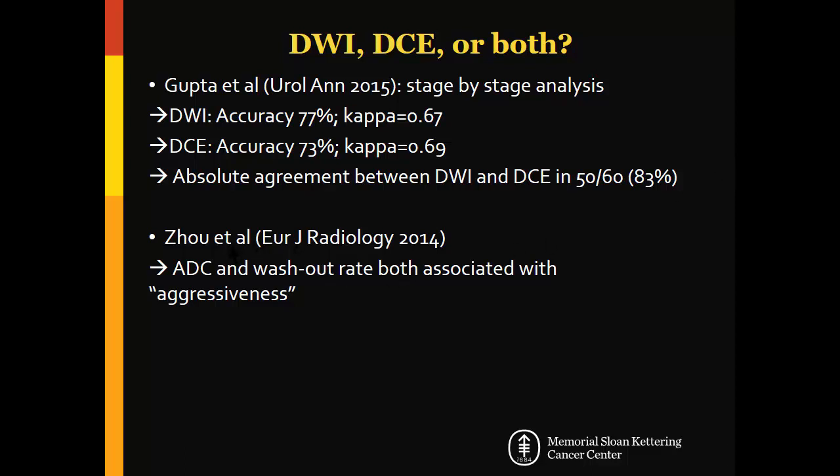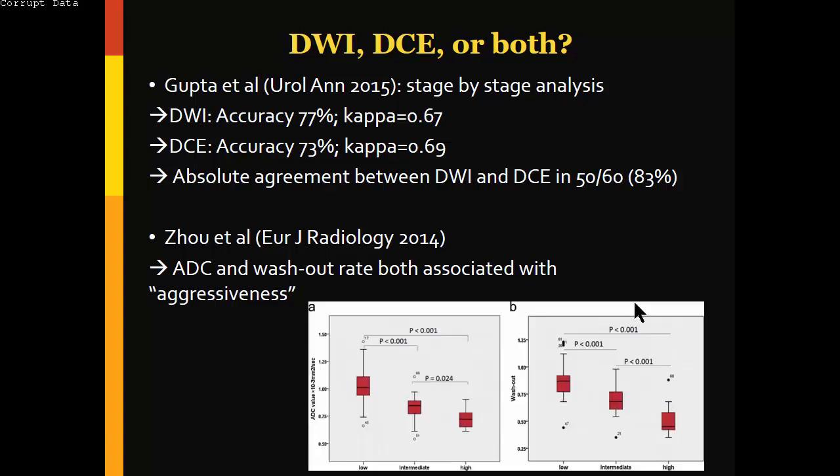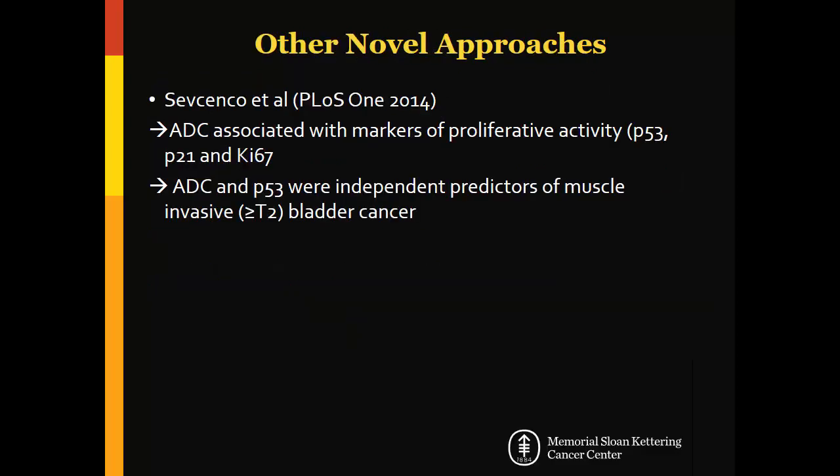This other paper by Zhu, published in 2014, looked at the ADC from the diffusion and the washout rate from the DCE-MRI, and found them both to be associated with bladder cancer aggressiveness. But again, if you focus on this and remember what I showed 2 slides ago, you have a similar problem. There are significant differences in the mean, but the box and whisker plots show that there is a lot of overlap between the parameters. So still at this stage, neither with diffusion nor with DCE can you establish a threshold for any of these parameters to try and decide about a stage or a grade.